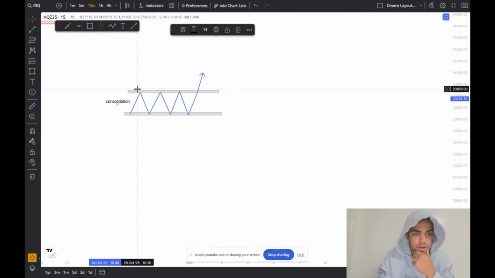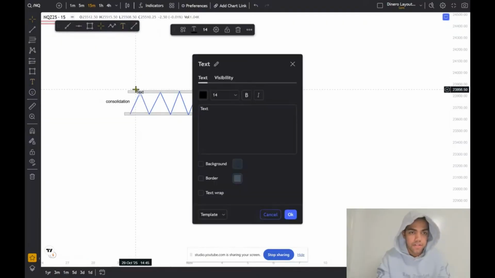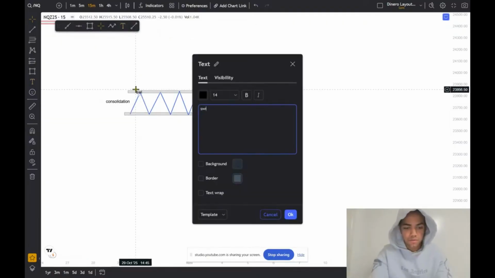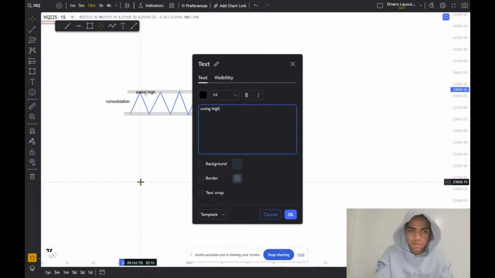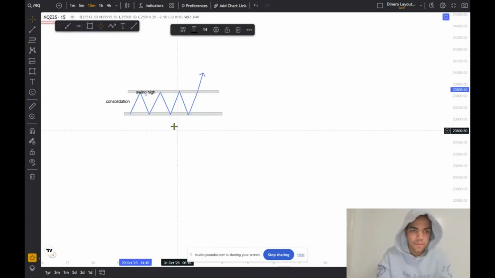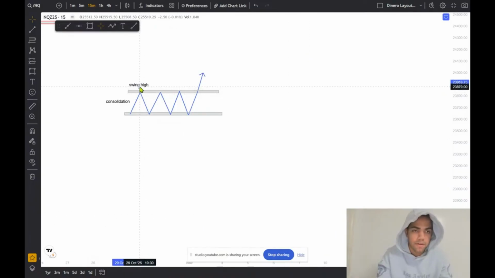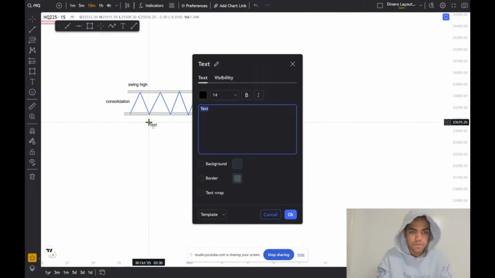these levels right here, right? Like the peak here and then the peak here. This is your swing high and your swing low. So let's type that out. This is your swing high. Right? And then you'll have your swing low at the bottom.